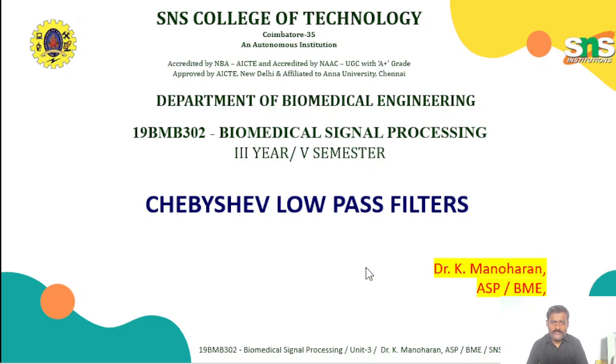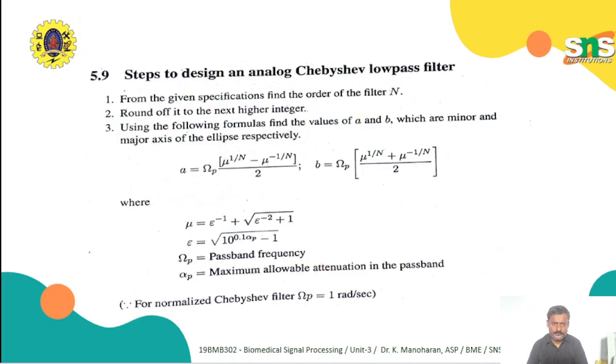So, today in class we are going to discuss the Chebyshev Low Pass Filter. First, the Chebyshev Low Pass Filter is another method of designing IIR filters. We have two types of specifications, that is, Chebyshev filter type 1 and type 2. First, we see the steps to design an analog filter.